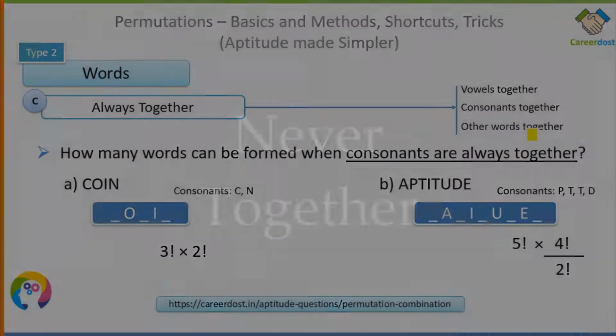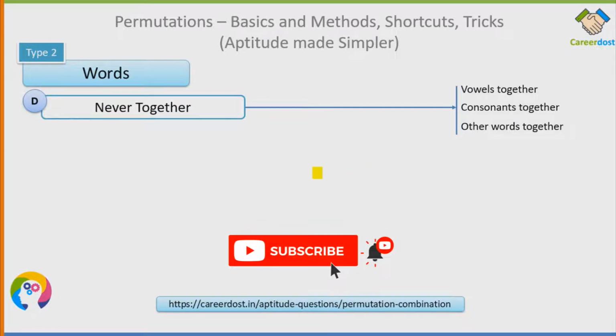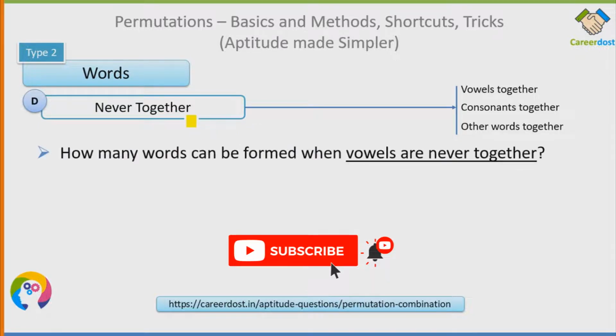Next concept that we are going to deal with is never together, with the similar vowels, consonants and other words. In the previous concept we dealt with always together with the 3 respective types. Similarly we have 3 types in never together. So let's first see when the vowels are never together. The question is, how many words can be formed when vowels are never together? Here is a formula which says total number of ways minus always together.